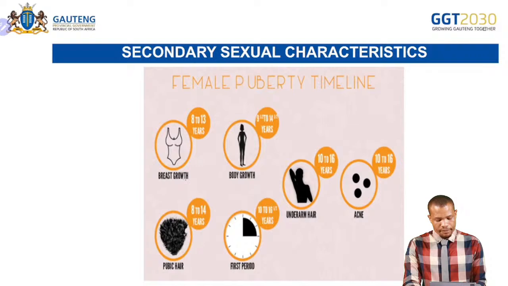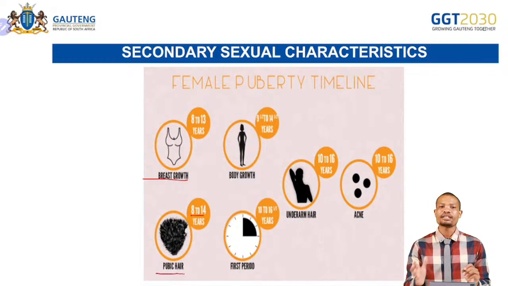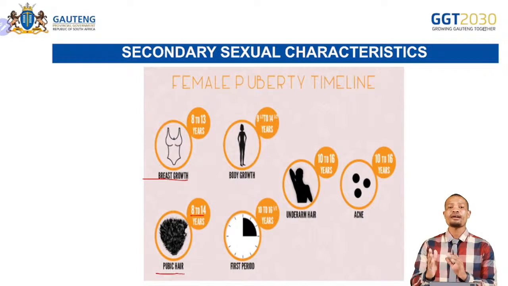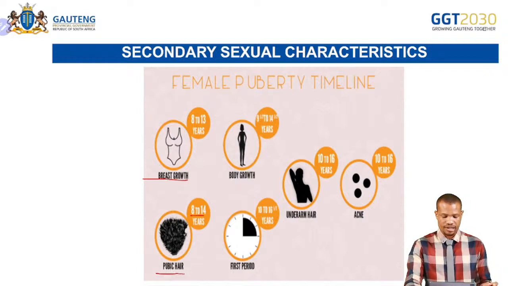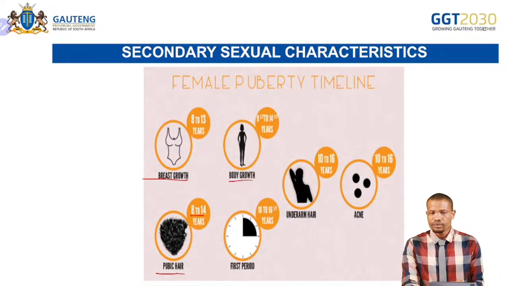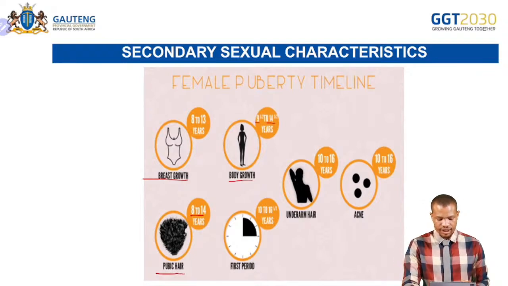You will have breast growth, and this is between the ages of 8 and 13. You have pubic hair between the ages of 8 to 14. This is the estimated time where you will start seeing these changes. Your body will mature or grow between the ages of 9 to 14.